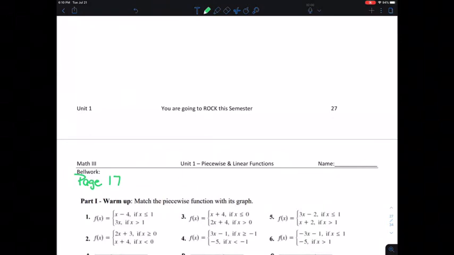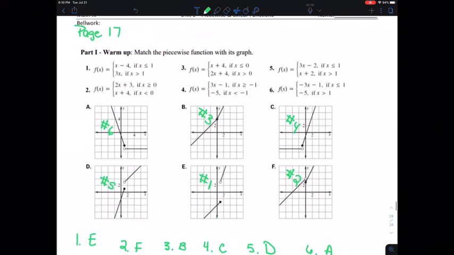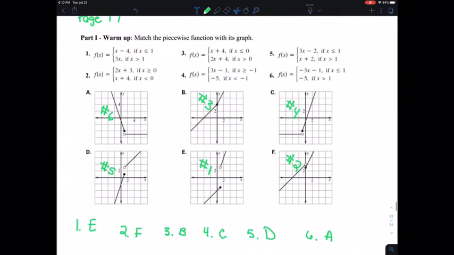Okay, welcome back. I just want to show you the answers. I've done it 2 different ways. I've numbered the graph itself, and I've also given you numbers at the bottom. Again, if you have any questions, make sure that you send me a message through Remind.